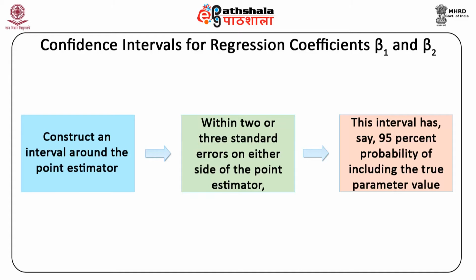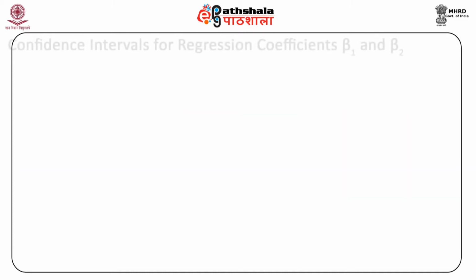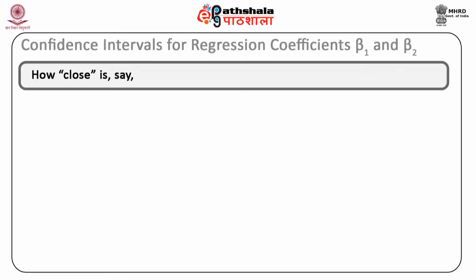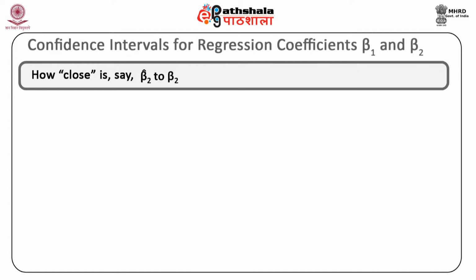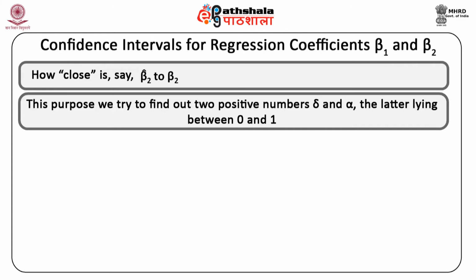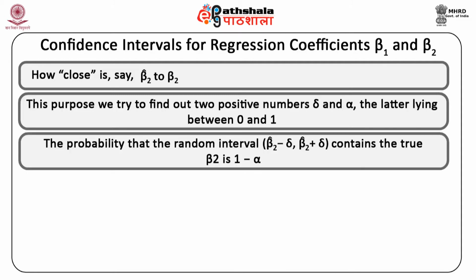This is roughly the idea behind interval estimation. To be more specific, assume that we want to find out how close is, say, beta 2 hat to beta 2. For this purpose, we try to find two positive numbers, delta and alpha, the latter lying between 0 and 1, such that the probability that the random interval beta 2 hat minus delta and beta 2 hat plus delta contains the true beta 2 is 1 minus alpha.